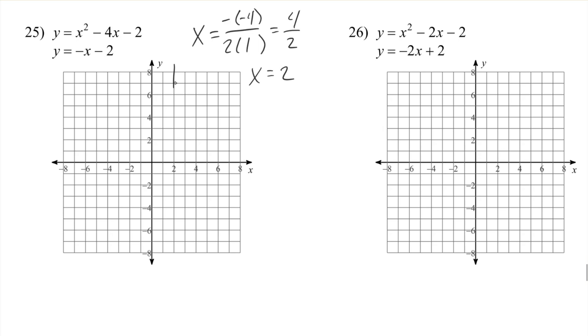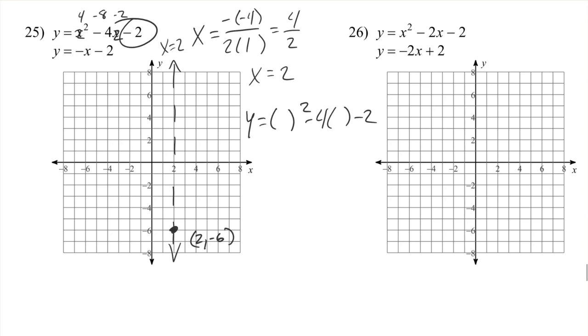Our axis of symmetry. If we sub in a 2 here, what's 2 squared? 4. Negative 4 times 2 makes 8, so negative 8. 4 minus 8 is negative 4, minus 2, negative 6. So 2, negative 6. There's our vertex. Take our equation, y equals x squared minus 4x minus 2. Let's look here. We've got a y-intercept of negative 2 here, so there would be there.